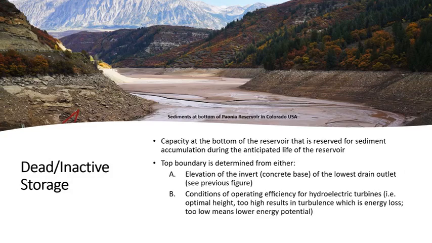And the top boundary of your dead storage is determined from either the elevation of the invert of the lowest drain outlet or from the conditions of the operating efficiency for hydroelectric turbines. So by optimal, we are talking about not too high or not too low. If the height is too high, it results in turbulence, which results in energy loss. And too low means that you might be reducing the energy potential.